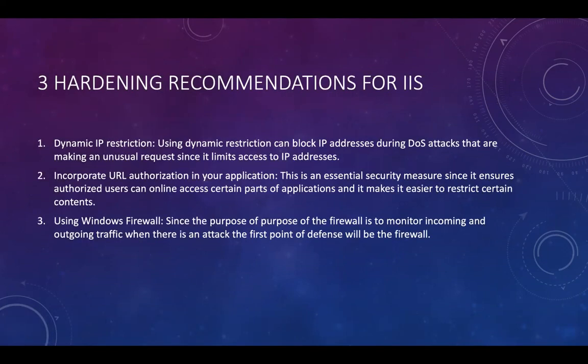Some three hardening recommendations for IIS: the first is dynamic IP restriction, which can block IP addresses during DoS attacks that are making unusual requests, since it limits access by IP address. And the second is to incorporate URL authorization in the application. This is an essential security measure since it ensures authorized users can only access certain parts of the application, and it makes it easier to restrict certain content.